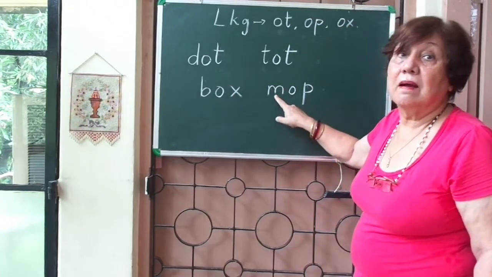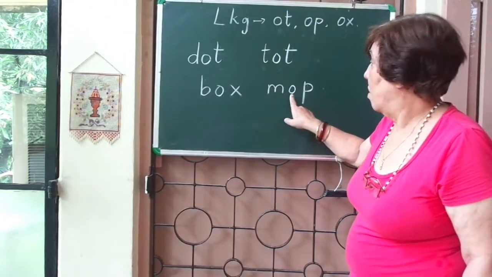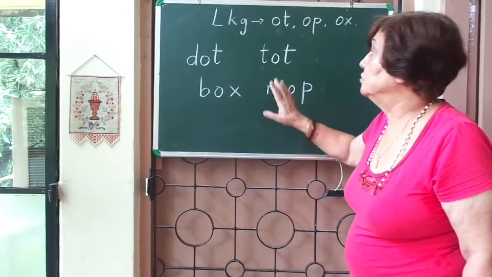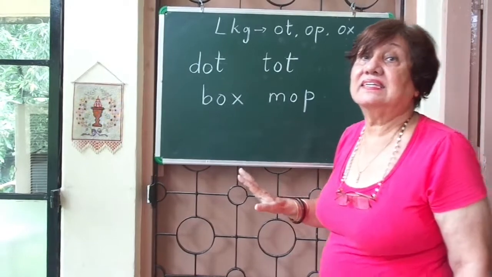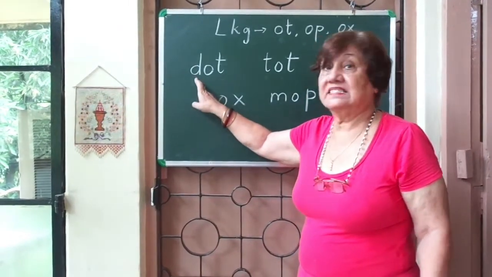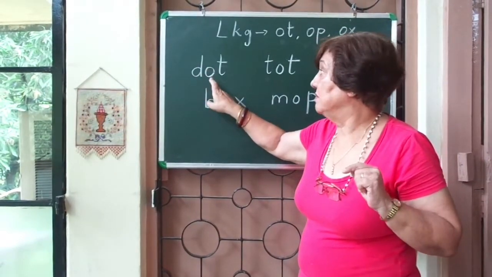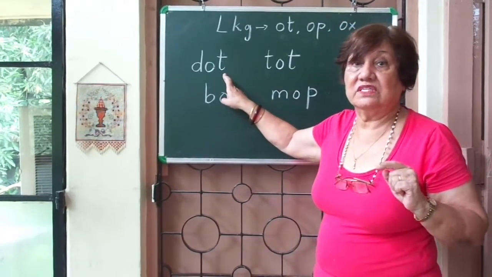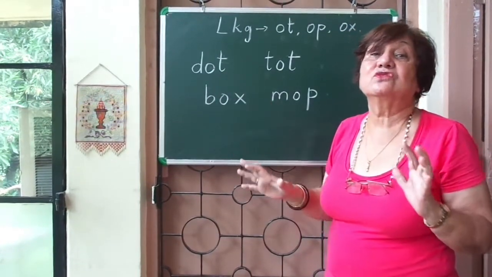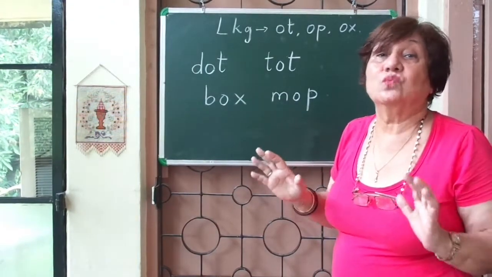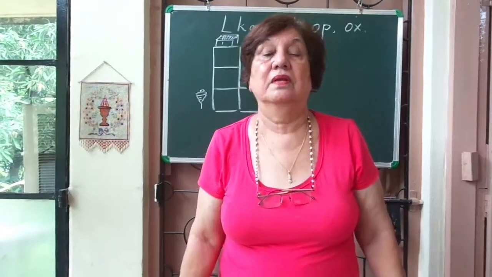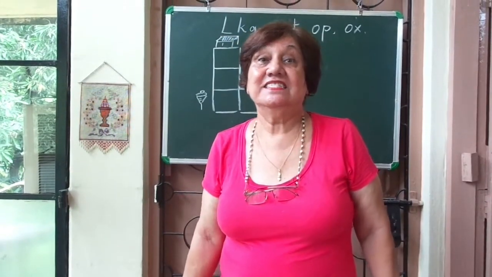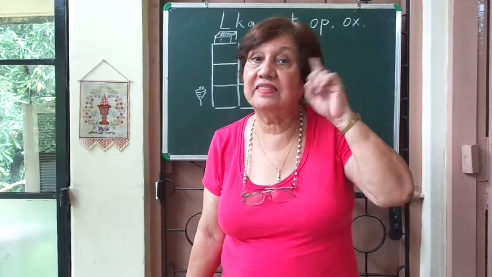This is M, O, P. Mop. So we just learned how to identify the first letter, what sound it makes, the middle letter, what sound it makes, and the last letter, what sound it makes, and we are able to understand what word it is. Okay? Children, I'm sure you like this exercise. It's here that you have to think.